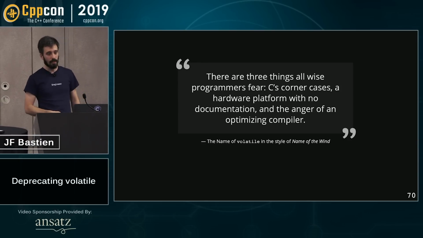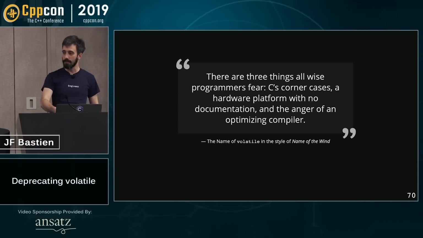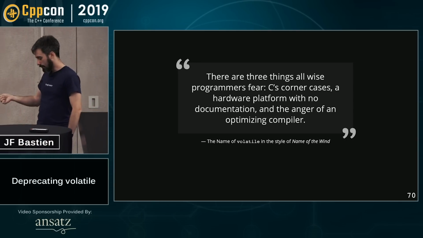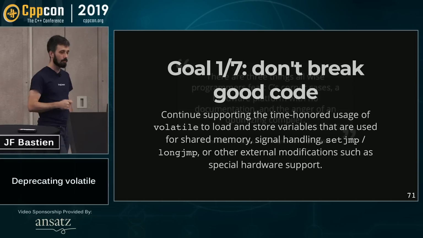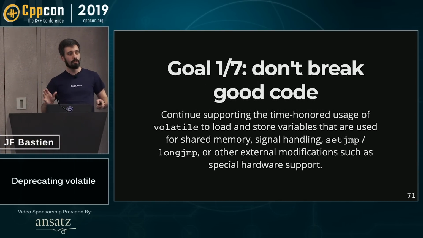So I want to make sure that you don't fear stuff more than you already do with respect to volatile. I'm not trying to make you afraid of stuff. Okay, so when I set out to do this in the original paper, I had 7 goals that I listed in the paper. First one was do not break good code, right? Not that volatile is good code, right?